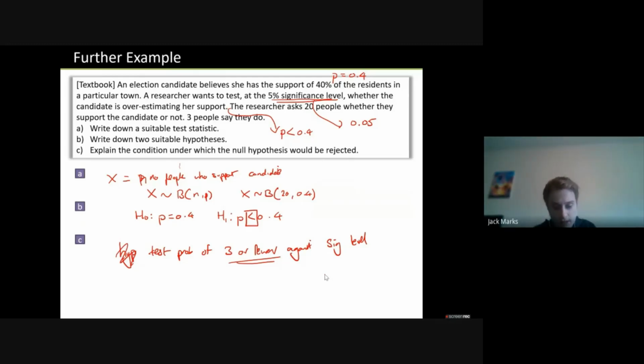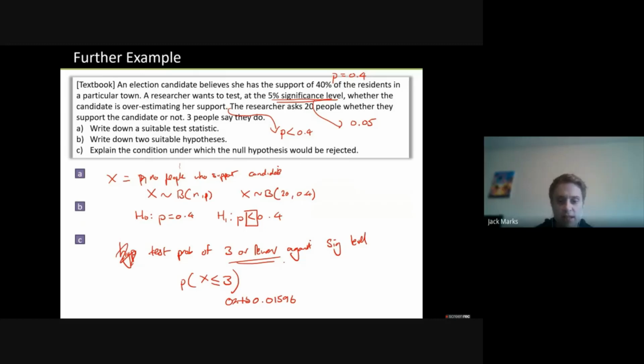In distribution mode on your calculator, binomial CD, and 3 or fewer. Well, 3 or fewer is this one, isn't it? This means 3 or less. And your calculator works that one out directly. You don't have to do anything else. Just if you're interested, this is 0.01596, let's say. Okay, so we'll take this one here and we'll compare it to the significance level.